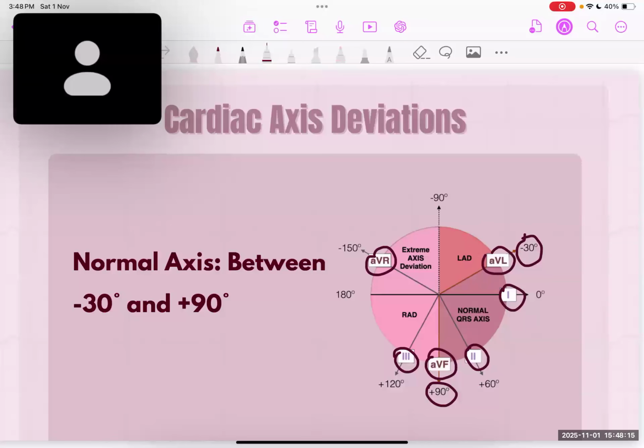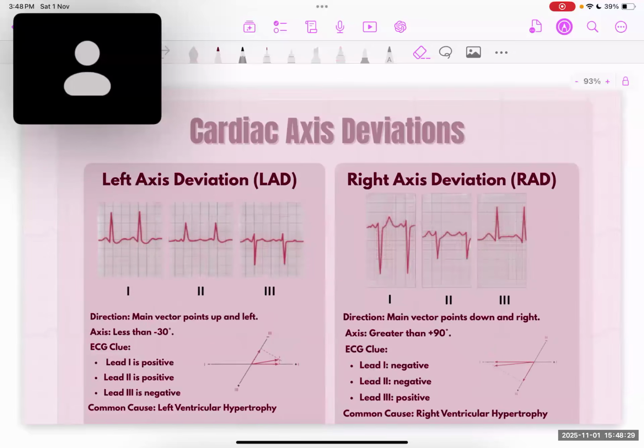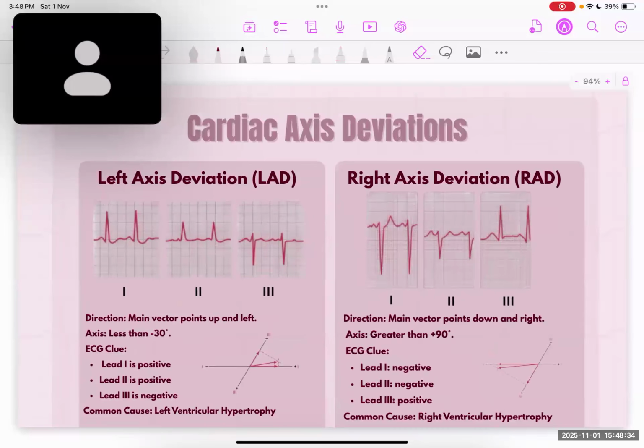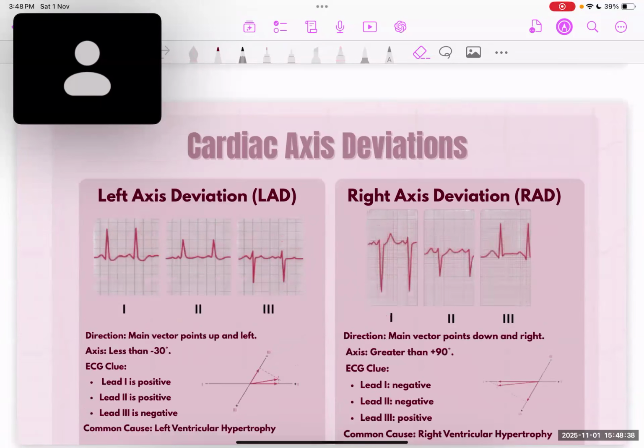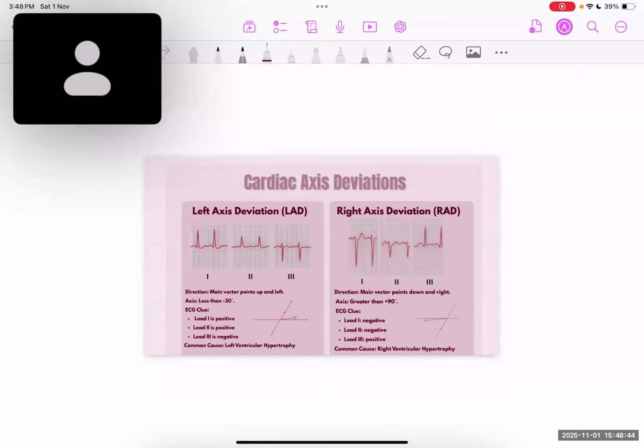So you need to know that if anything is outside this normal axis, let's say you have a vector that's coming here or here, that means something's wrong. So either you have right axis deviation, left axis deviation, or extreme axis deviation. For now, we're just going to focus on left axis deviation and right axis deviation. So in left axis deviation, the main vector points up and left. So the arrow is going to be somewhere here in this area. Hence, it's a left axis deviation.